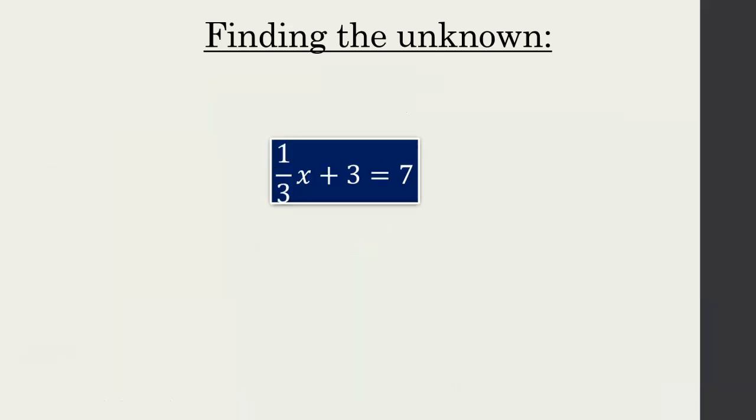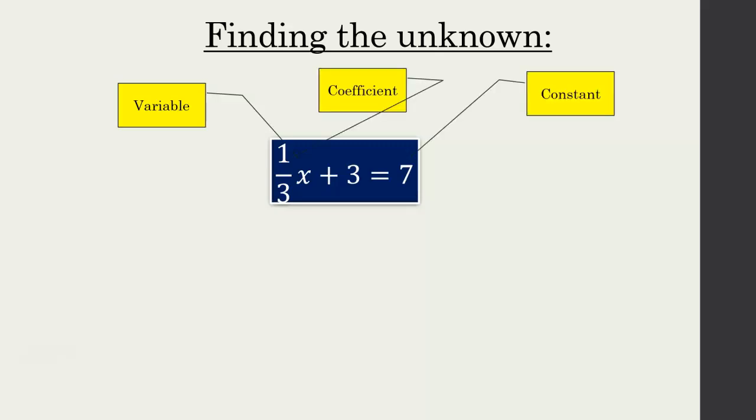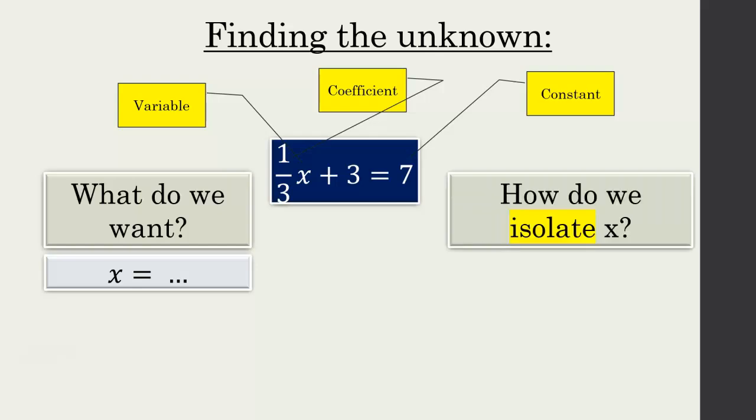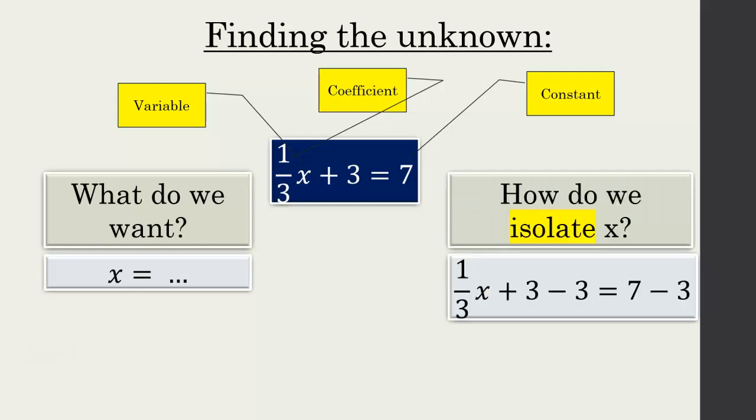Okay, last example. Tough one now. We have variable, coefficient, constant. This time, you'll notice that the coefficient is a fraction. We'll come to that in a minute. What do we want? We want x equal to something. We want x by itself. We want to isolate x.